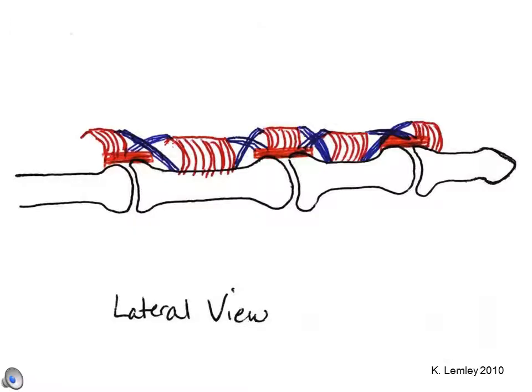Take time to pause the lecture and draw a digit from the lateral view, including the fibrous digital sheath with its 5 annular pulleys and its 4 cruciate pulleys, as well as the volar plates. Note the volar plates span over the metacarpophalangeal and interphalangeal joints.